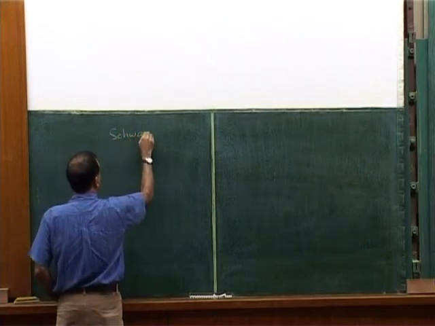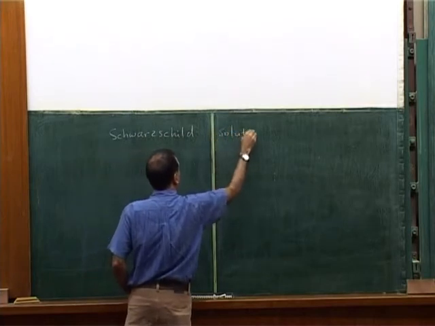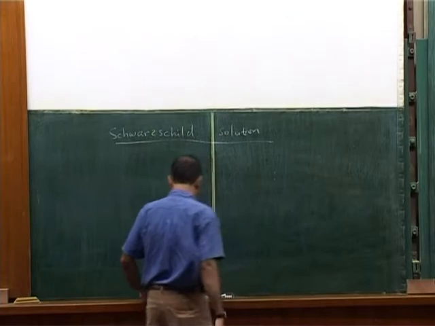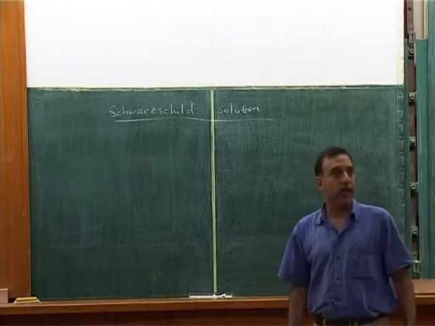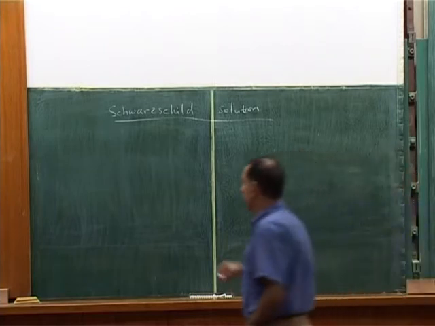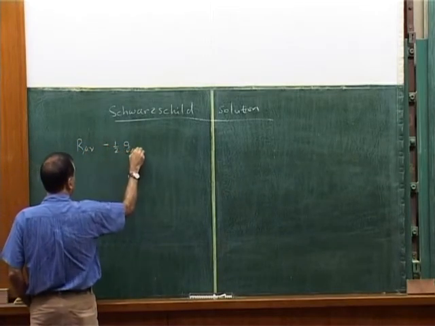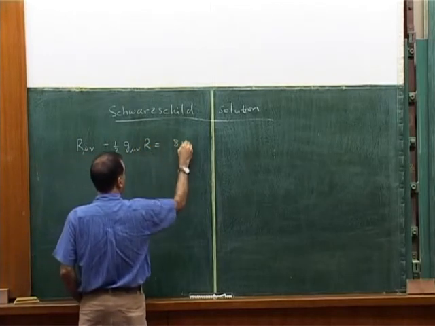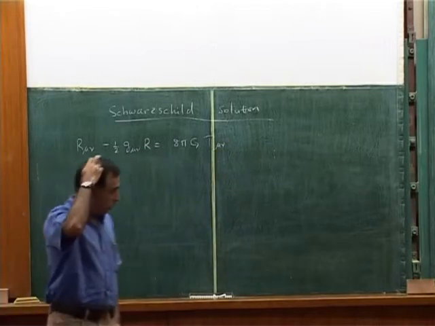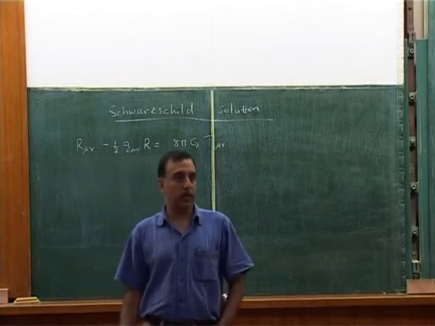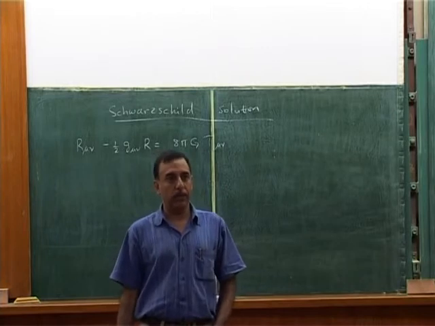Which is the Schwarzschild solution. And the basic philosophy here is that we know Einstein equations now, and the equations tell us R_μν minus a half g_μν R is equal to 8πG T_μν. But we don't know if this equation has any exact solutions. It could be that it has only approximate solutions, and Einstein in fact thought that would be the case.